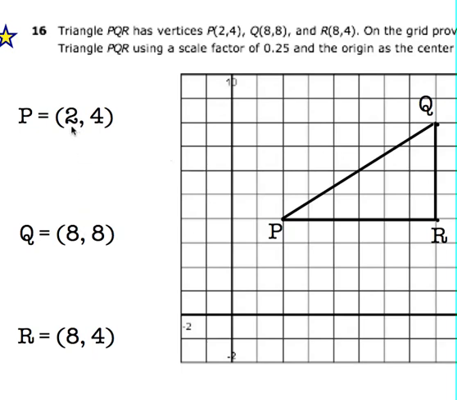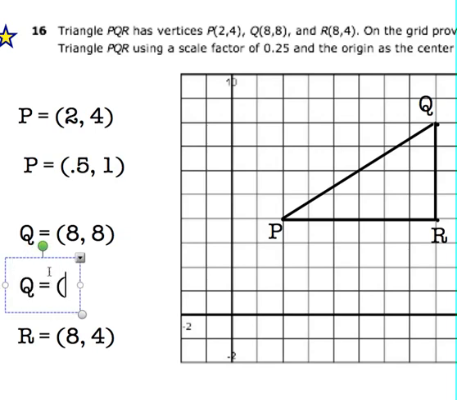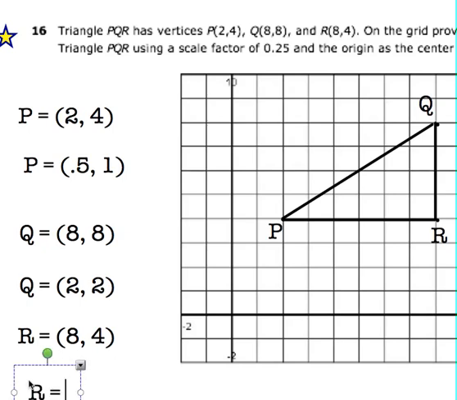So we find out what is 1/4 of 2. Well, 1/4 of 2, or 2 divided by 4, is 1/2, or 0.5. And 1/4 of 4 is 1. So our new P is now going to be 1/2, 1. We'll find our new Q. 1/4 of 8 is 2. So the new Q is going to be 2, 2, since 1/4 of 8 is 2 and 1/4 of 8 is 2. And our new R is going to be 1/4 of 8 is 2 and 1/4 of 4 is 1.